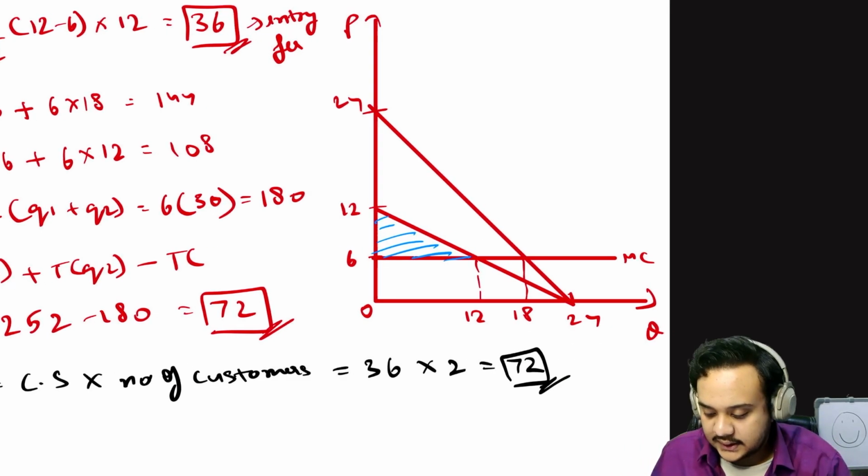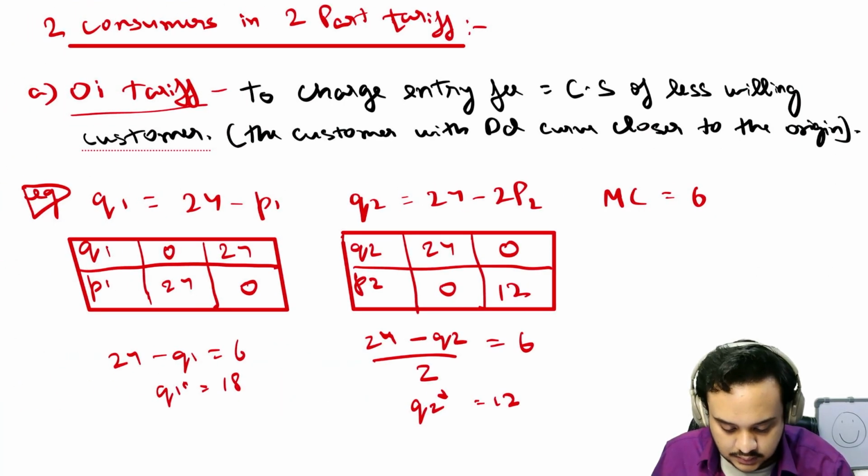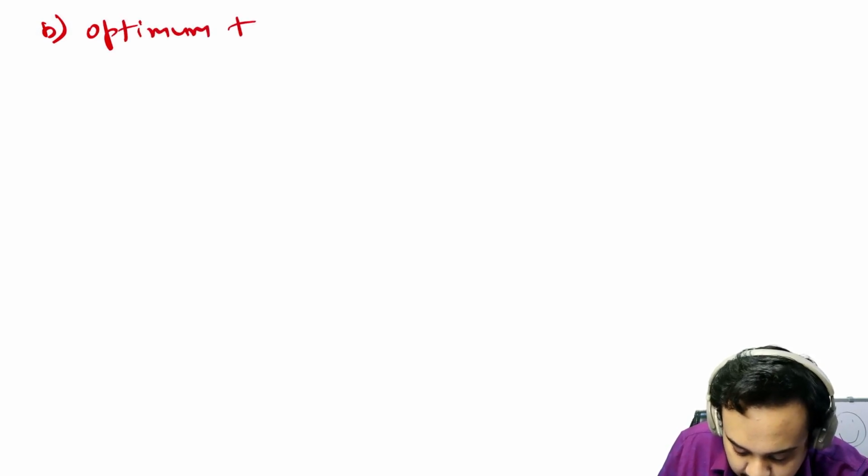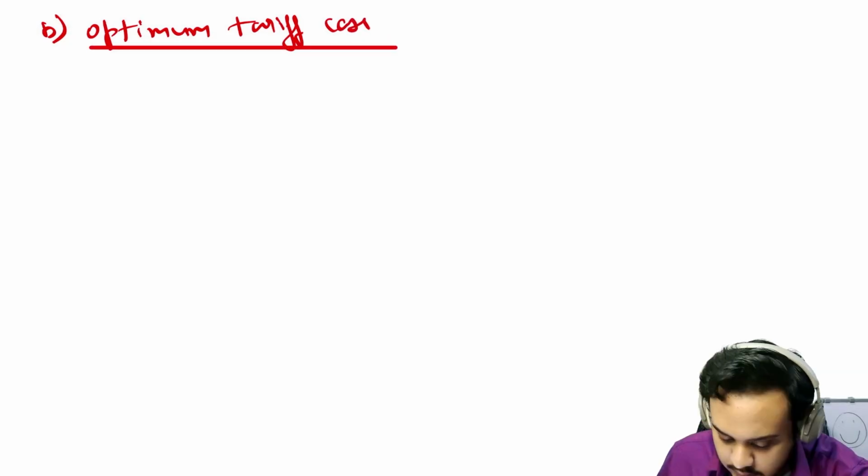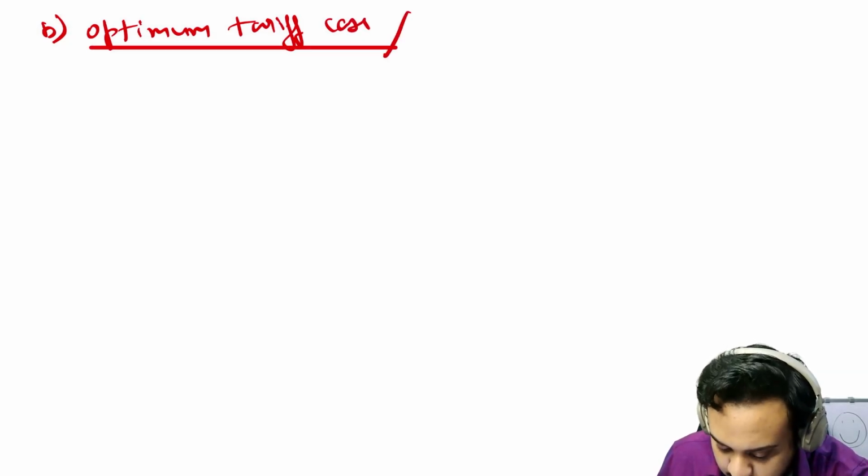Now let us do the final case in the second degree price discrimination, which is going to be the optimum tariff or the profit maximizing tariff case. Optimum tariff, or another way you can write this is profit maximizing tariff.